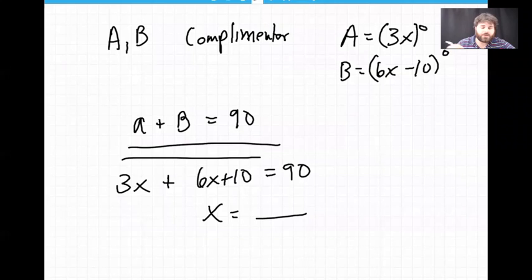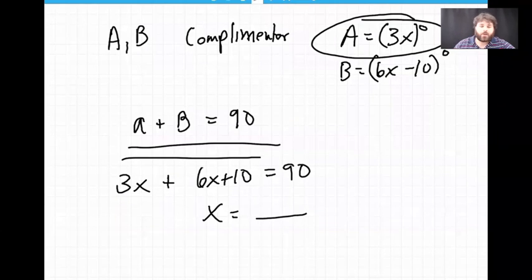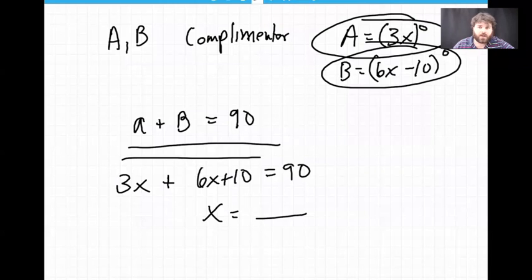Now you need to make sure you answer the question. If they ask for angle A, you do 3 times x. If they ask for B, you do 6 times x minus 10. If they ask for x, you just tell what x is. So just set up the equation, solve, and answer the question. Same thing we talked about last week.